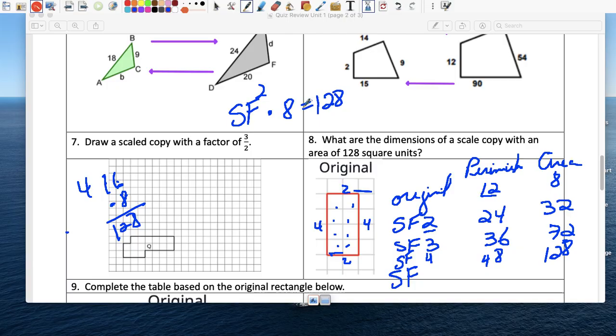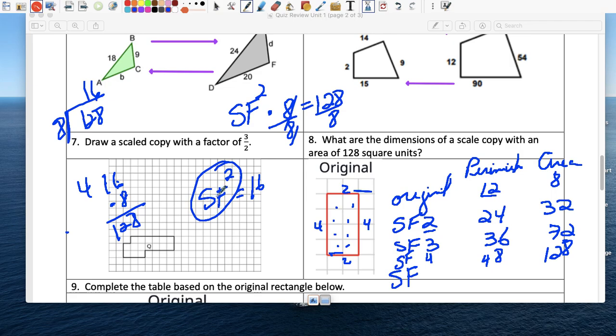Hopefully you remember this from last year. We could have simplified both sides. We could have divided both sides by 8. If we divide this by 8 and divide this by 8, that goes away. I'm left with scale factor to the second power equals 128 divided by 8. Let's see, that carries 1, 16, right? And then what number times itself equals 16, because that's what it says here, right?